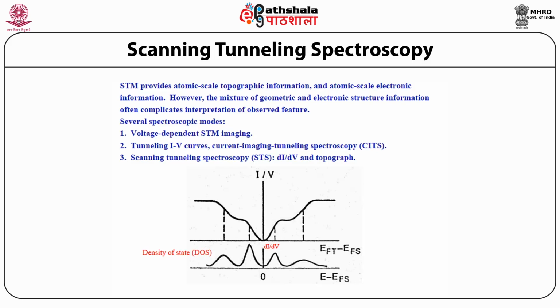Tunneling microscopy. So the scanning tunneling microscope provides atomic scale topographic information and atomic scale electronic information. However, the mixture of geometric and electronic structure information often complicates the interpretation of observed features. Now there are several spectroscopic modes. First is voltage dependent STM imaging. Second, tunneling IV curves, current imaging tunneling spectroscopy, CITS. Third is scanning tunneling spectroscopy, STS, which shows the variation of dI by dV as shown in this figure, and a topograph.